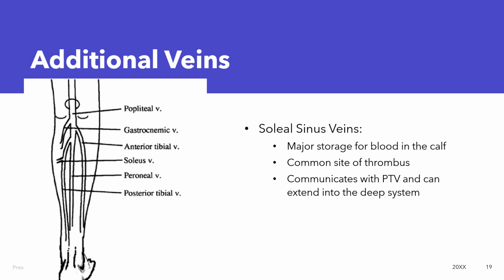Another additional vein is the soleal sinus vein. This one is not something that we typically look at in our exam. However, it's a common origin of thrombus. The soleal sinus vein is a major storage blood system in the calf, and it communicates with the posterior tibial vein. So sometimes if you have clot forming in the soleal sinus veins, while you may not appreciate that because you can't see them as well, you might see that clot extending into the posterior tibial system.